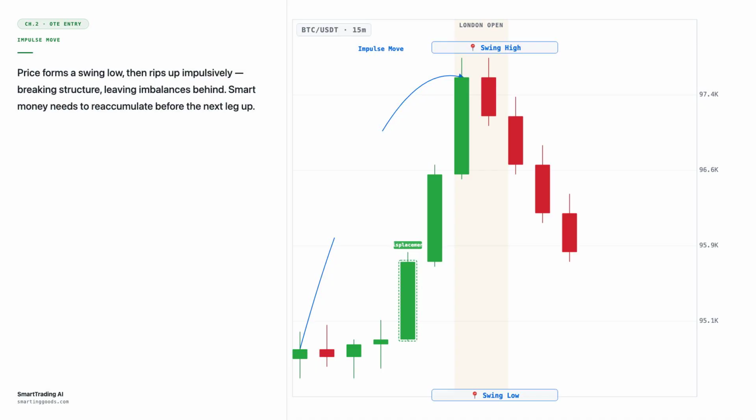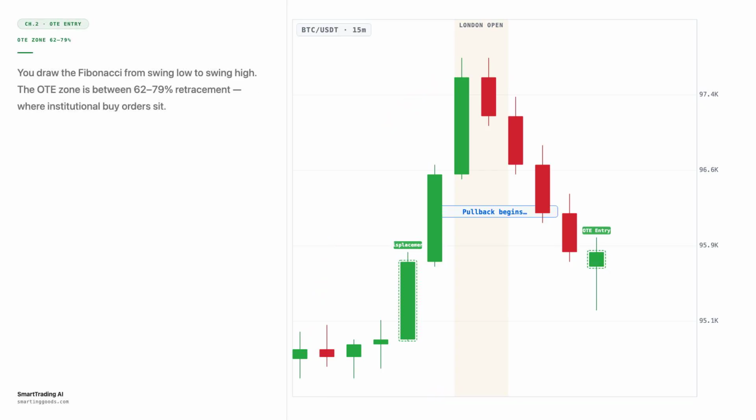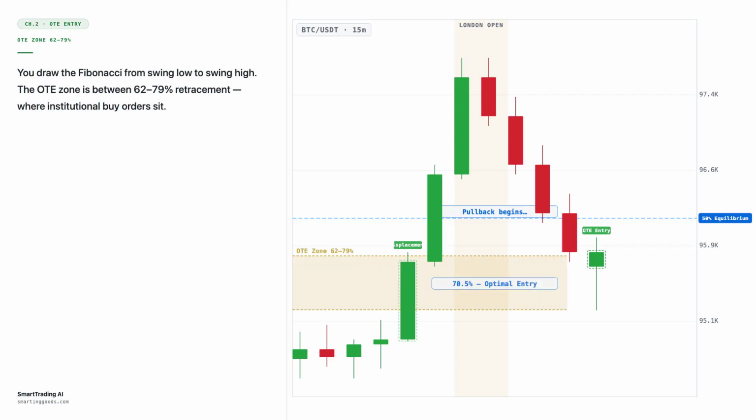They don't chase price. They wait. So price pulls back, and it pulls back into a very specific zone. You draw the Fibonacci from the swing low to the swing high. The OTE zone is between 62 to 79% retracement. That is where institutional buy orders sit.